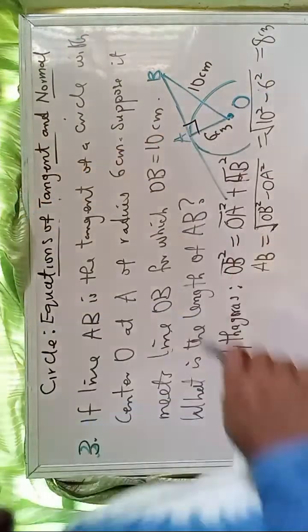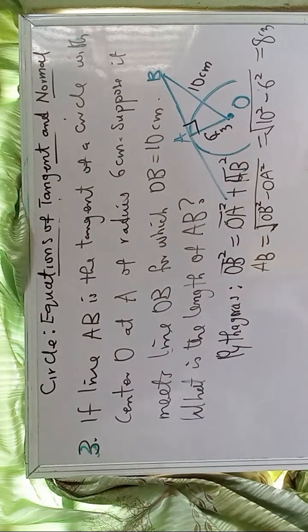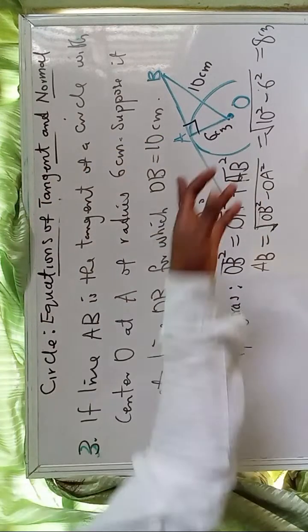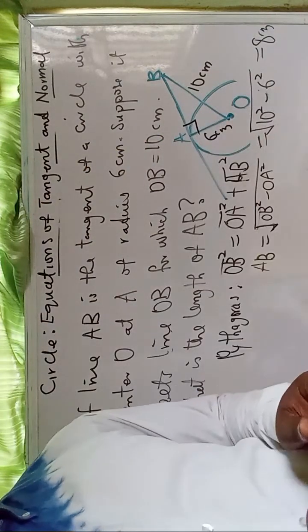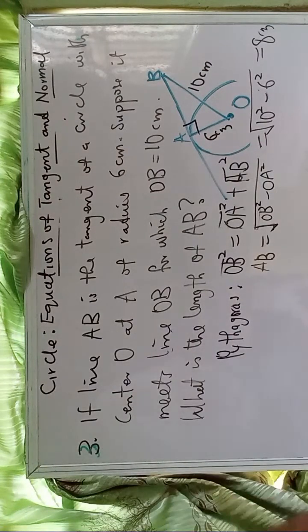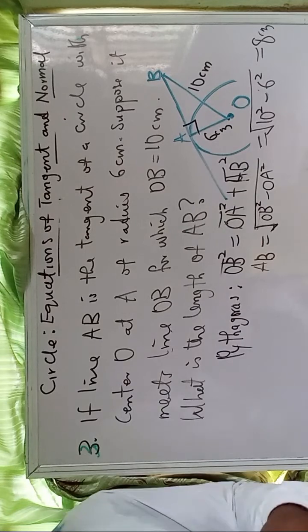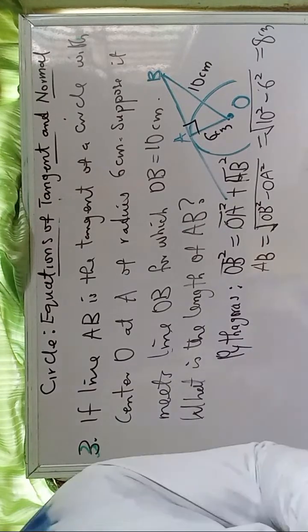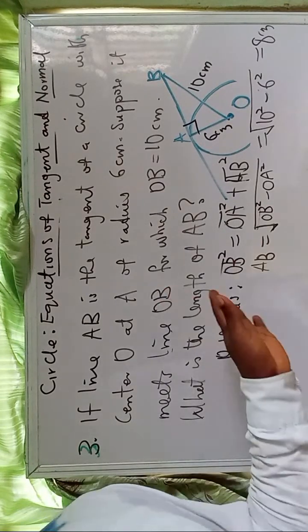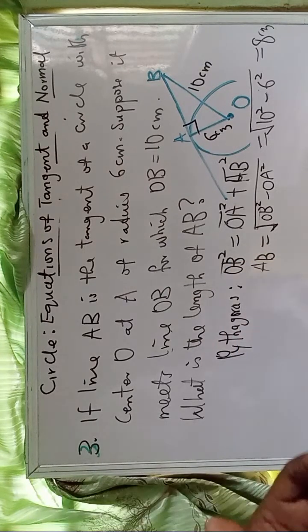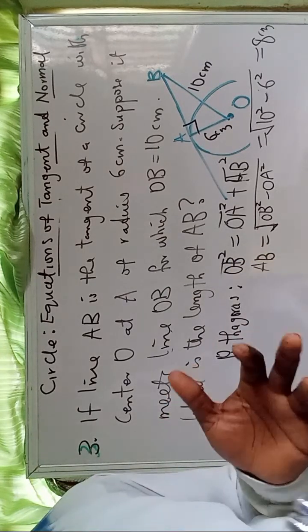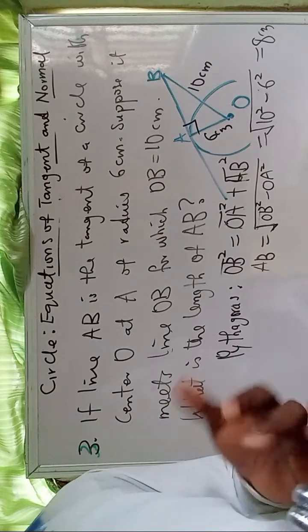So this is just telling us how to get the length of the tangent line. These are some of the things we look into here. In our next class, let's stop here. In our next class, we look at the parabola, the equation of a parabola, and the tangent and normal of a parabola.